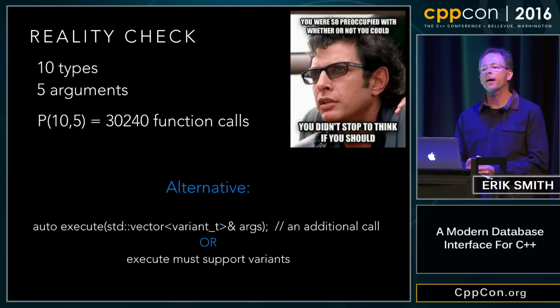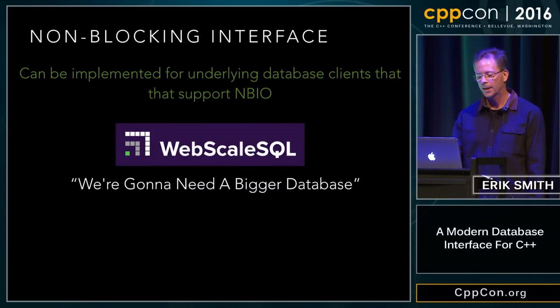So I would like to at least try a better approach using parameter packs and see if that maybe drastically reduces the compile time. There's a lot of future work in this project, and one of the big things that should be of interest to everybody is to have non-blocking functionality.